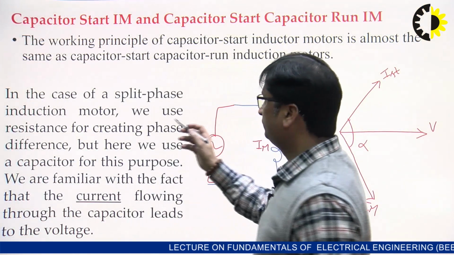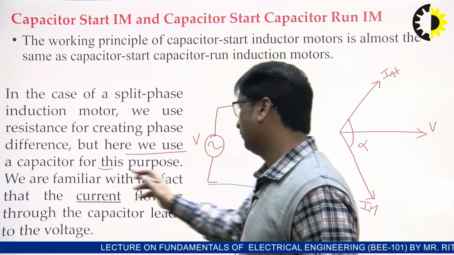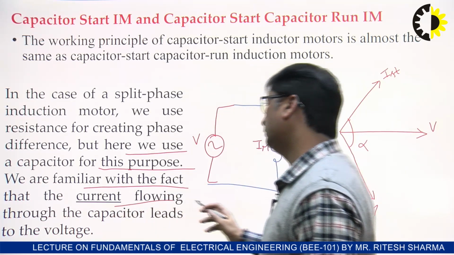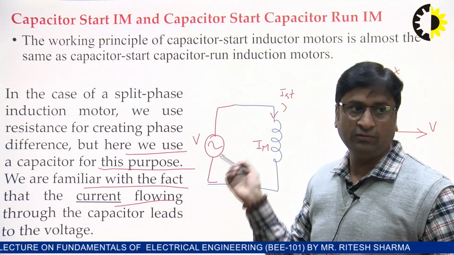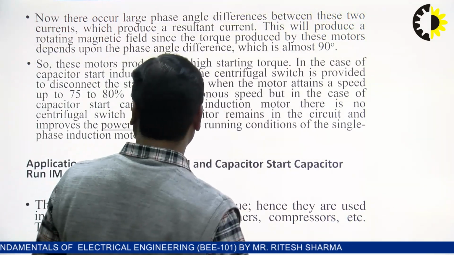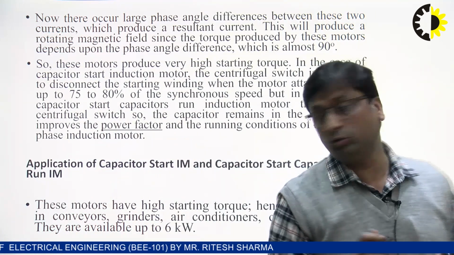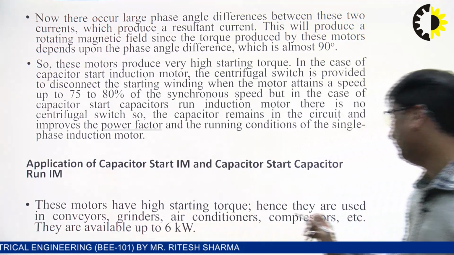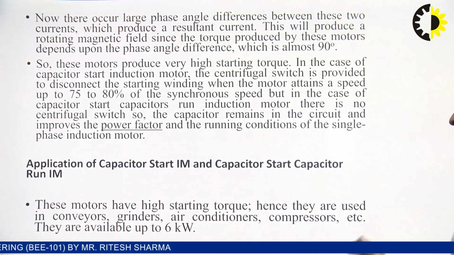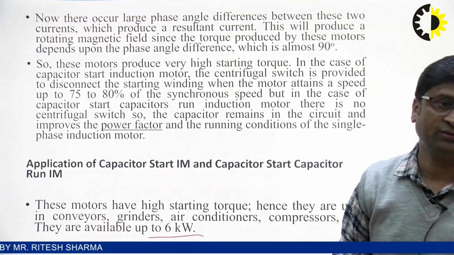In the previous motor we had a resistance creating the phase, but here we have the capacitor for this purpose, and we are familiar with the fact that the current flowing through a capacitor leads the voltage. This is the principle which we are using. So we use these types of motors where we need good torque, for example in conveyors, grinders, air conditioners, and compressors. And they are available at high ratings, up to 6 kilowatt.